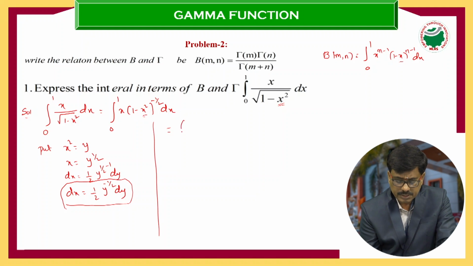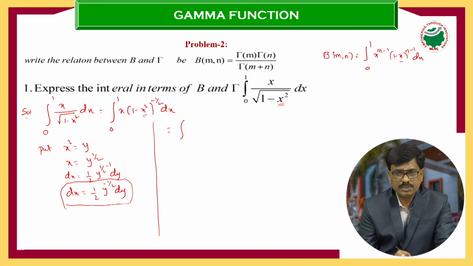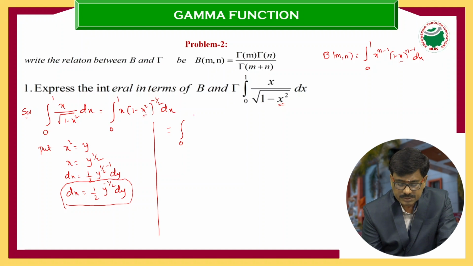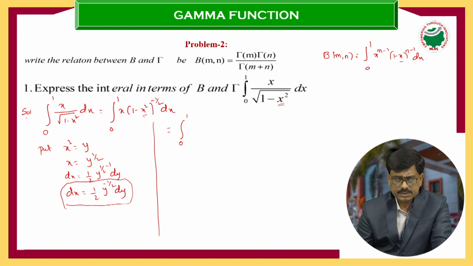Let me talk about the integration. In the question, x goes from 0 to 1. But now we are transforming x to y. Therefore, if I substitute x equal to 0, then 0 square, the y value becomes 0. Similarly, the upper limit x equal to 1, 1 square becomes 1, so the y value is 1. In this way, we need to transform the limits. The x limits change to y limits.